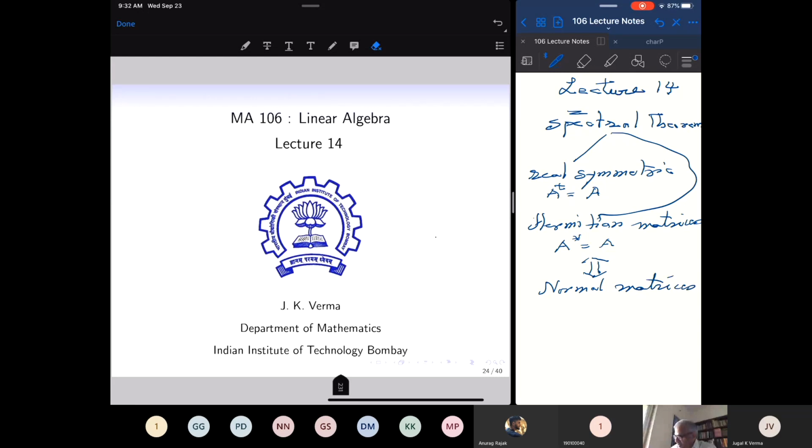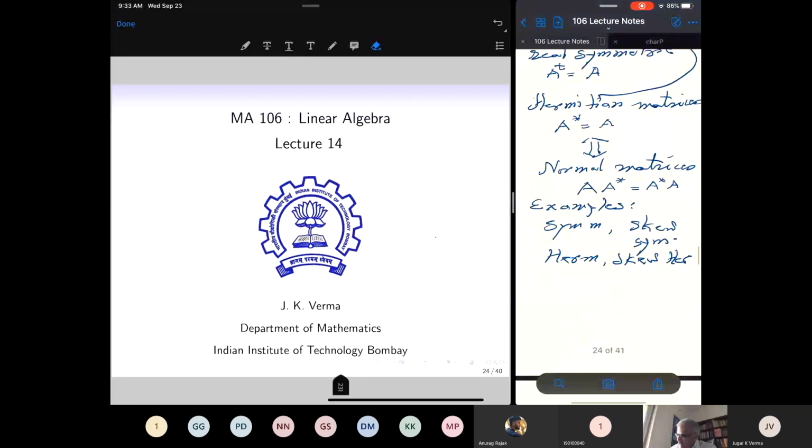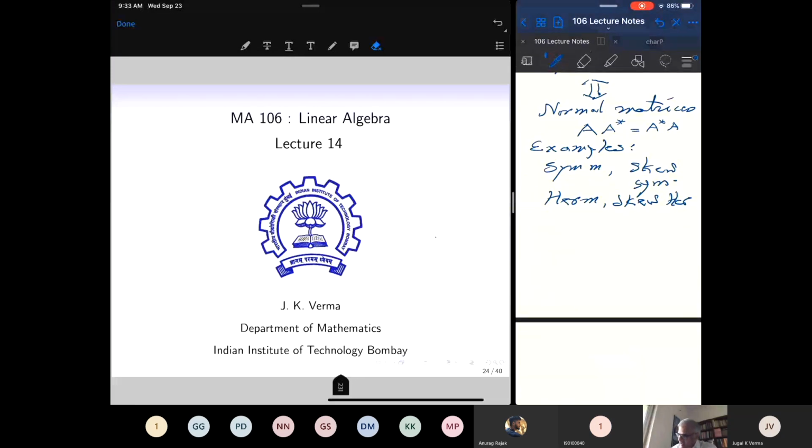Normal matrices are defined by the condition that A and A star commute with each other. And there are many examples of normal matrices: symmetric matrices, skew symmetric matrices, then Hermitian, skew Hermitian. It's a big class of matrices.